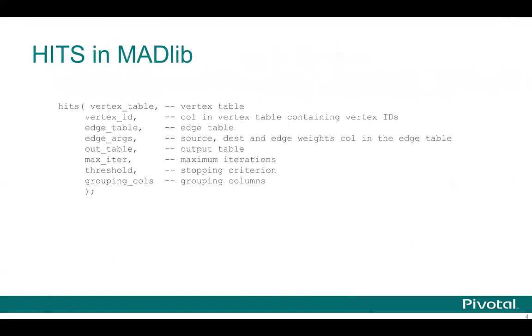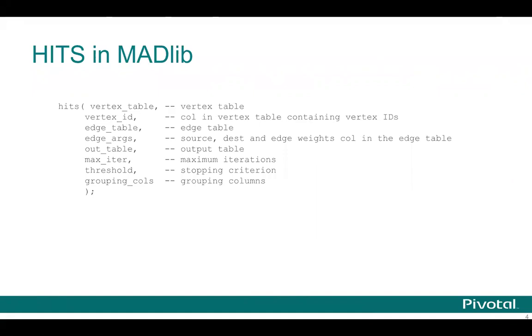Okay. This is the interface for HITS. I'll quickly go through it, and then Jingy will give you a rundown of the demo and go through each one of those parameters. The first is the name of the vertex table itself. The second one is the vertex table column, which contains all the vertex IDs so that we can uniquely represent each node or vertex. The third one is the name of the edge table. That's pretty straightforward. The fourth one is edge args. For edge args, you need to know which is your source column, which one is your destination column, and if you have any weights column.